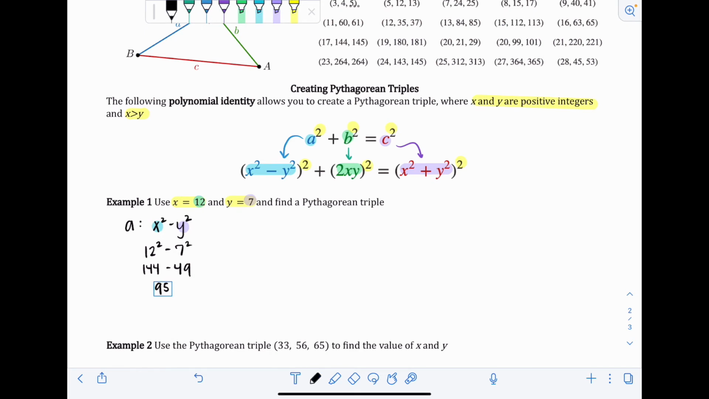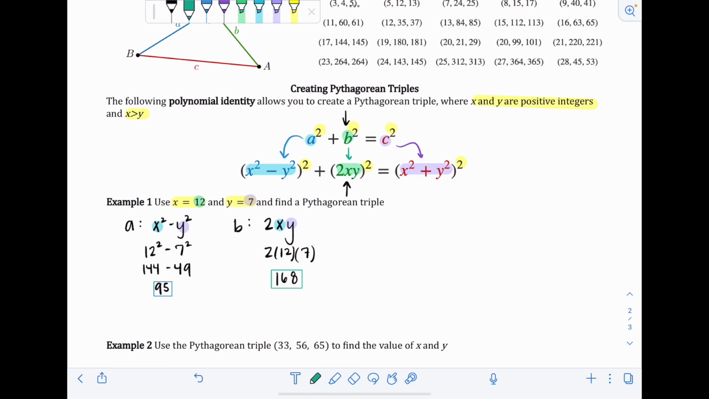And then for the second number, for our b from the Pythagorean theorem, we're going to use this 2xy expression. So 2 times x times y, and then same x and y. So x was 12, y was 7. So it'll be 2 times 12 times 7. So 2 times 12 is 24, times 7 is 168. So 168 is going to be the second number from our triple, so that's our b.